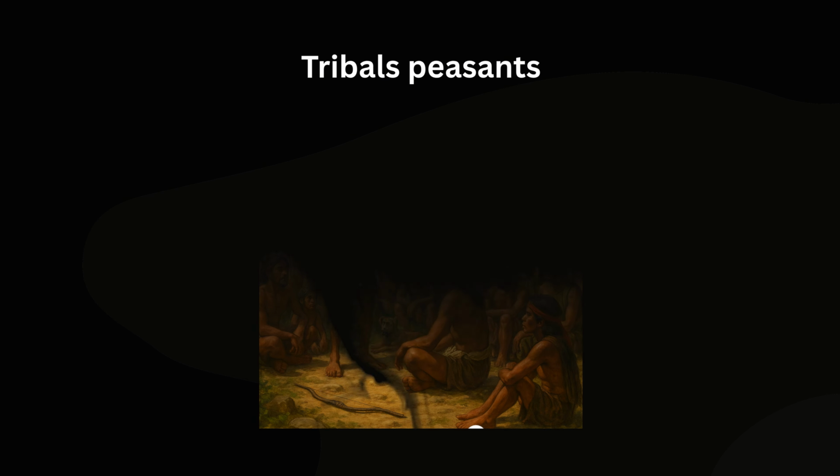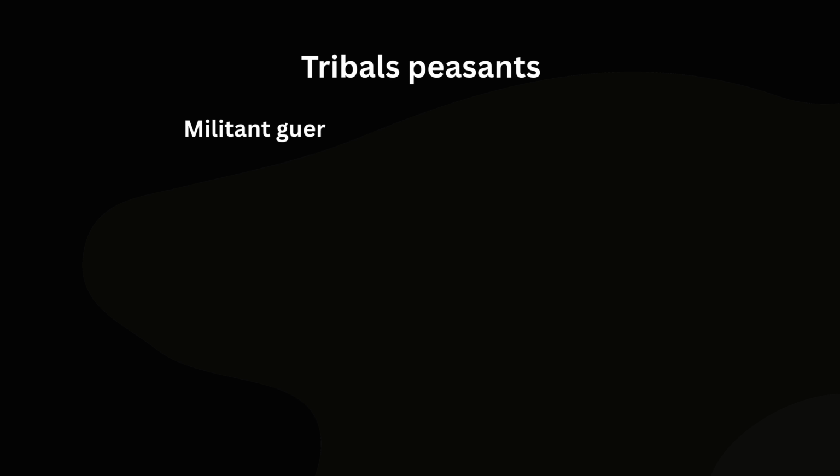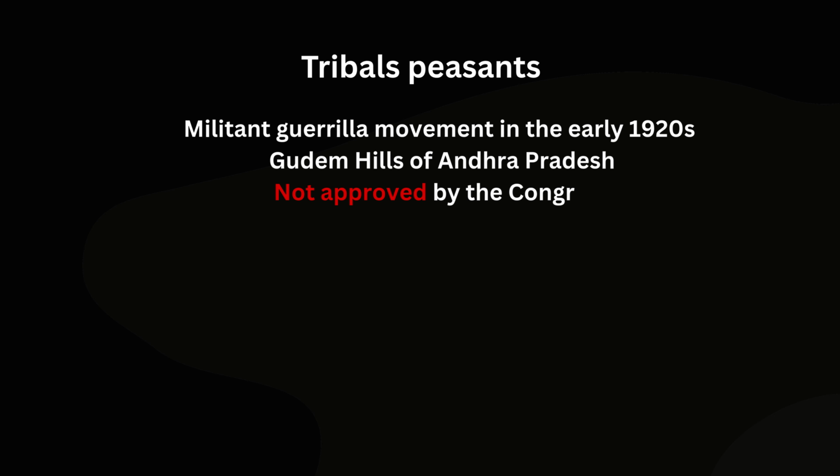Now similarly, tribal peasants also interpreted the message of Mahatma Gandhi and the idea of Swaraj in yet another way. For instance, a militant guerrilla movement spread in the early 1920s in the Godem hills of Andhra Pradesh. Again, not a form of struggle that the Congress approved.